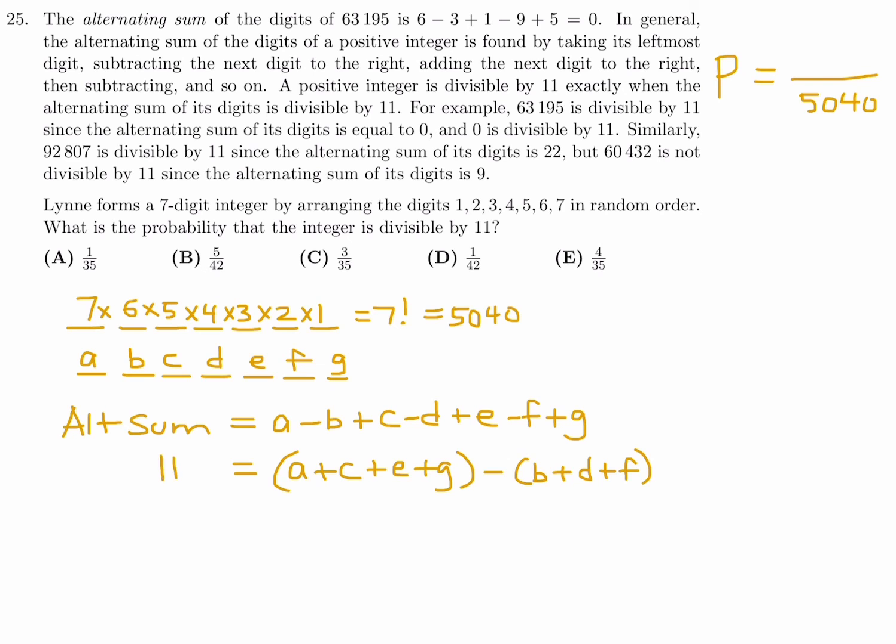And we want this alternating sum to be divisible by 11, so it has to equal 11K, where K is some integer. It doesn't have to be positive. 0, 1, 2, whatever. Okay, so that's the setup of the question. So the first thing I'd like to do is figure out what the total sum is. If I added 1 plus 2 plus 3 all the way up to 7, the total sum is 28.